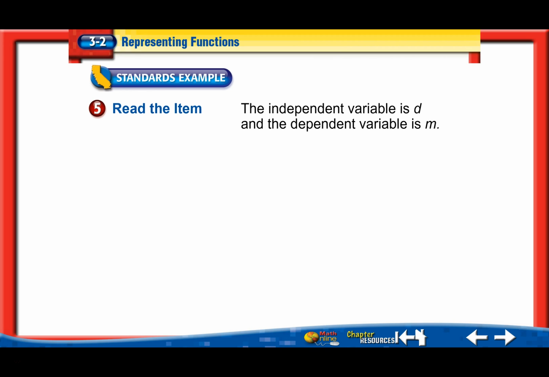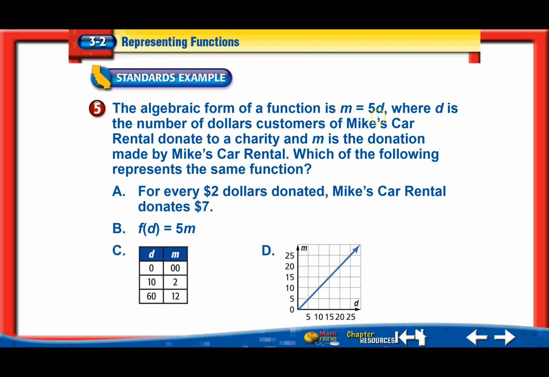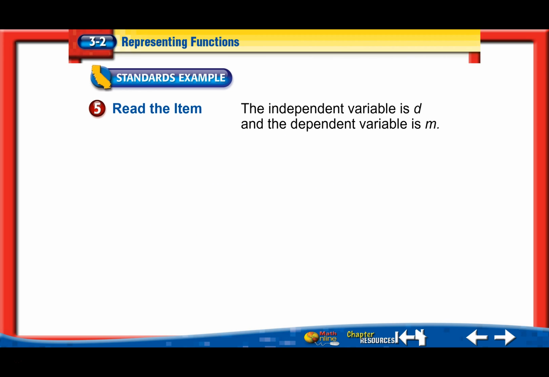So the independent variable is d, and the dependent variable is m, after we read the whole thing here. So they gave me d and m here. Mike's charity is donated in dollars, d, and so we keep going from there. The independent variable is d, and the dependent variable is m. Dependent is the one that moves. Independent is the one we have control over.